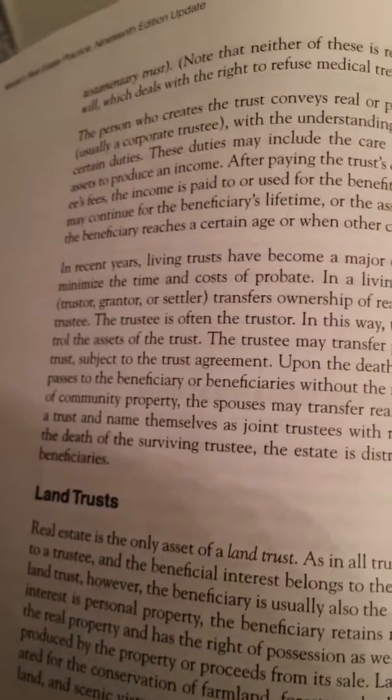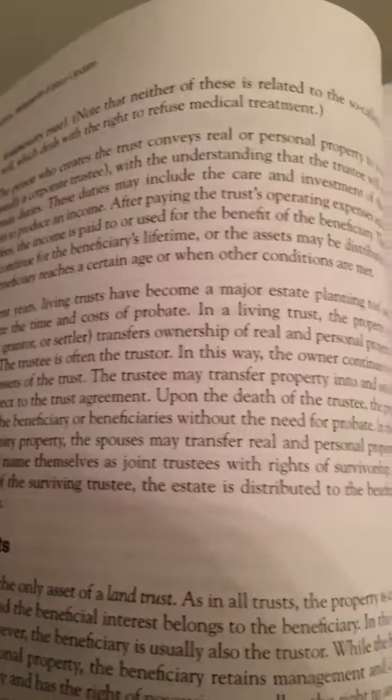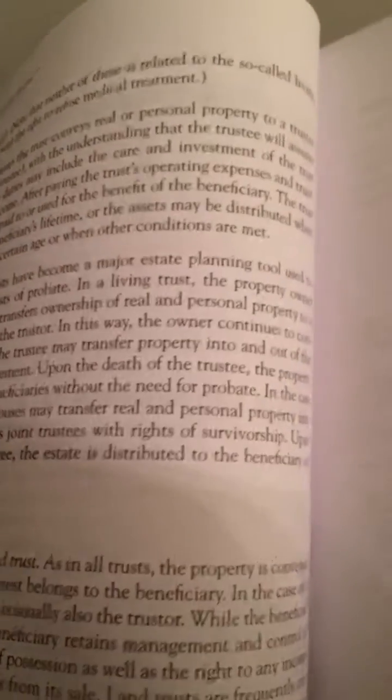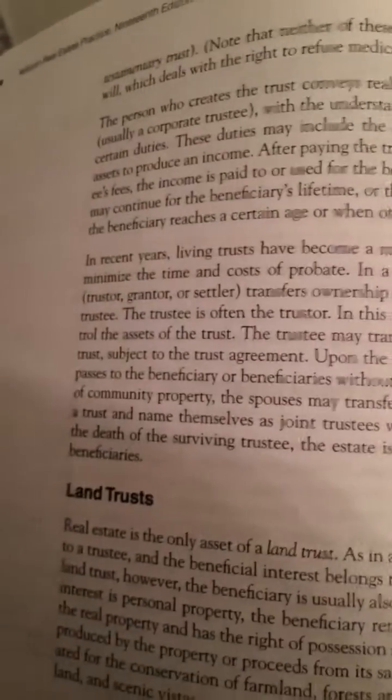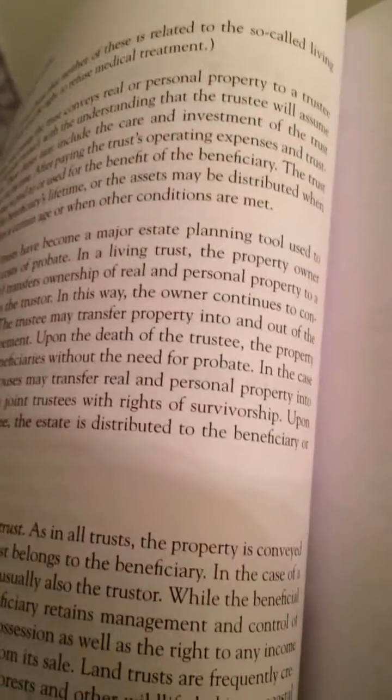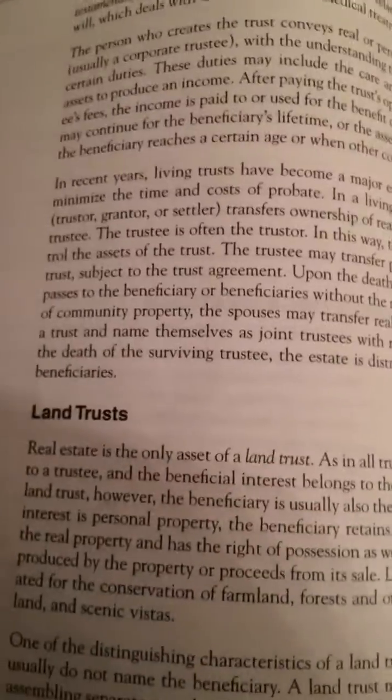In the case of community property, the spouse may transfer real or personal property into a trust and name themselves as joint trustees with rights of survivorship. Upon the death of the surviving trustee, the estate is distributed to the beneficiary or beneficiaries.